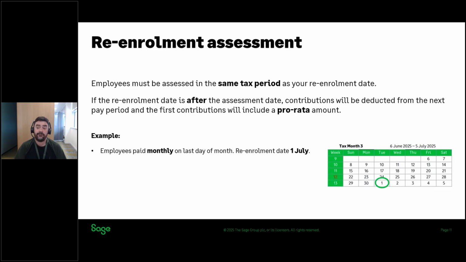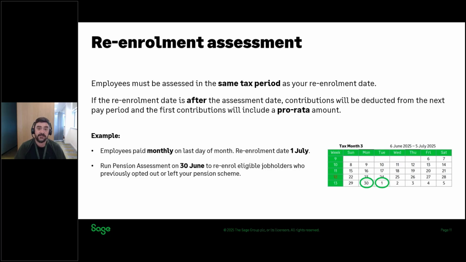So I have an example of a payroll where employees are paid monthly on the last day of the calendar month, and my chosen re-enrolment date is going to be the 1st of July. Now, 1st of July falls into tax month 3, which starts on the 6th of June and ends on the 5th of July. And that means that I will need to run a pension assessment on my 30th of June pay date, which will then re-enroll eligible job holders who previously opted out or left the pension scheme.